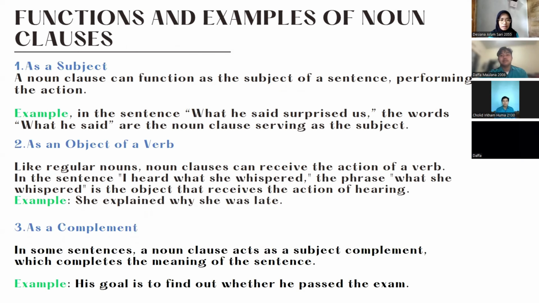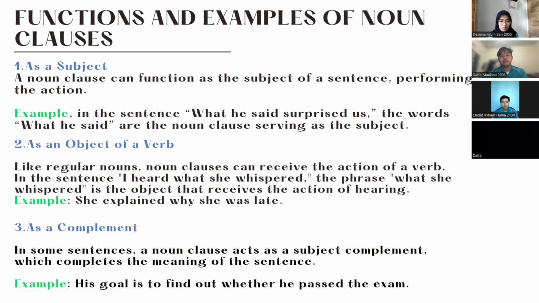Functions and examples of noun clauses. Number 1. As a subject, a noun clause can function as the subject of a sentence performing the action. For example, in the sentence "What he said surprised us," the words "what he said" are the noun clause serving as the subject. Number 2. As an object of a verb, like regular nouns, noun clauses can receive the action of a verb. In the sentence "I heard what she whispered," the phrase "what she whispered" is the object that receives the action of the hearing. For example, "She explained why she was late."